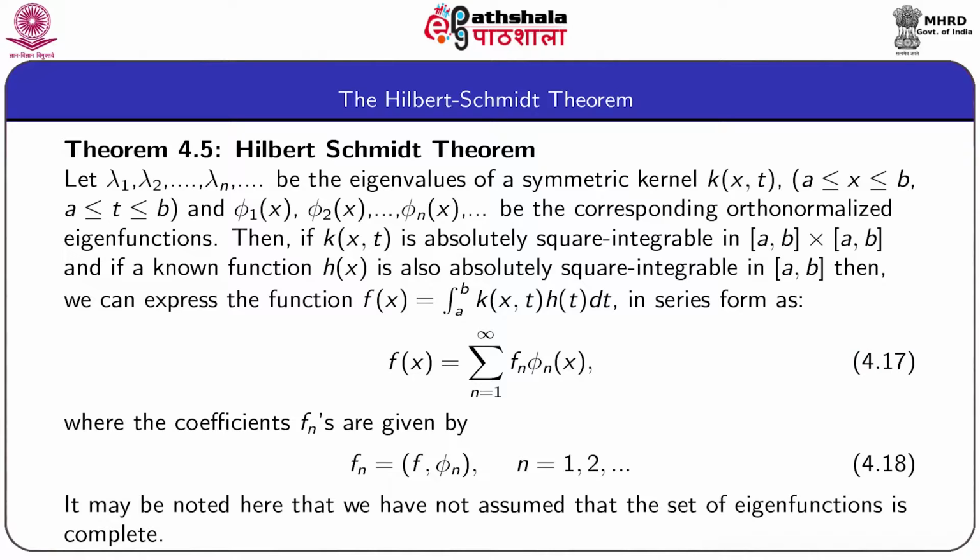In the series given by equation 4.17, the coefficients f_n are given by equation 4.18 and it is the inner product of the functions f(x) and phi n(x). We may note here that we have not assumed that the set of eigenfunctions is complete.